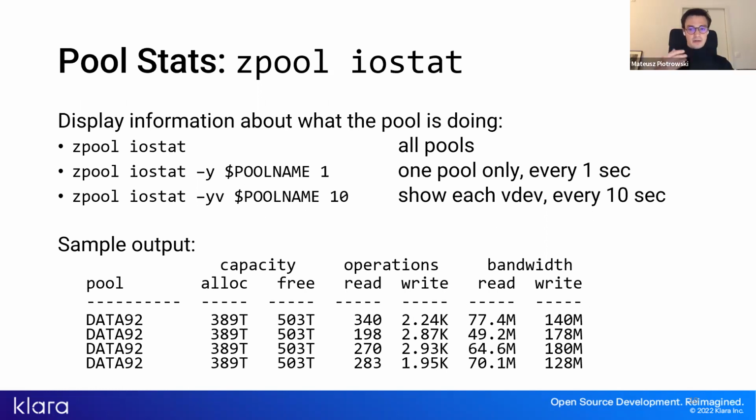And with -v, you can also ask for verbose mode of this command, which would give you the statistics of VDEVs. That's also handy. It'll break down these read and write operations and bandwidth per VDEV, so you can tell, are all my VDEVs working together, or is one of them slower, or other things that can be really interesting to dig into.